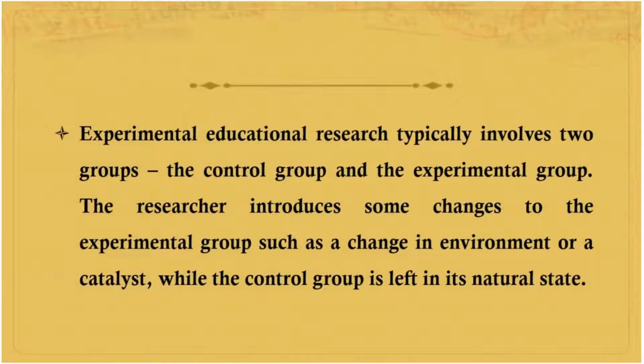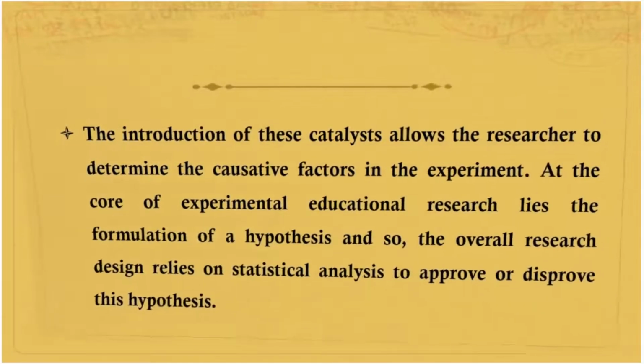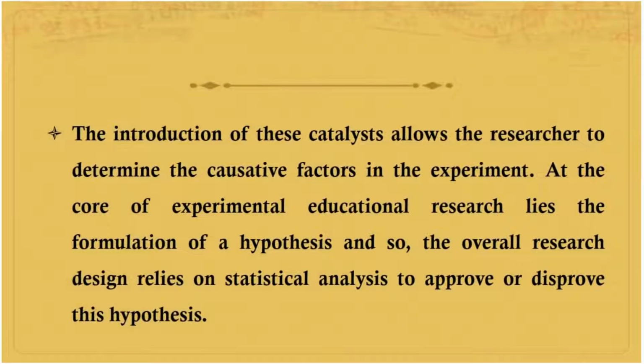Experimental educational research typically involves two groups, the control group and the experimental group. The researcher introduces some changes to the experimental group such as a change in environment or a catalyst, while the control group is left in its natural state. The introduction of these catalysts allows the researcher to determine the causative factors in the experiment.